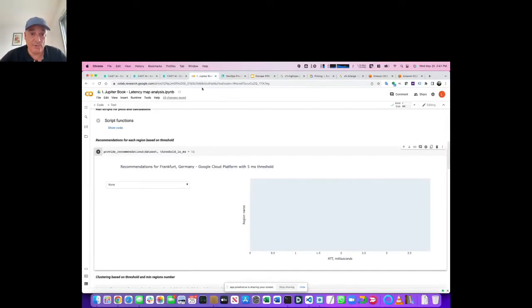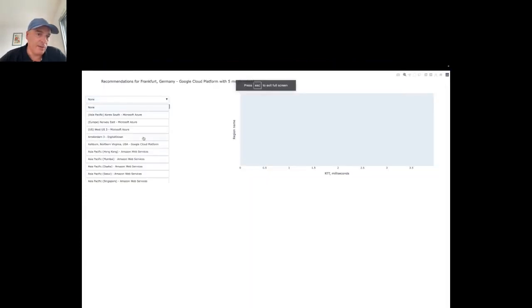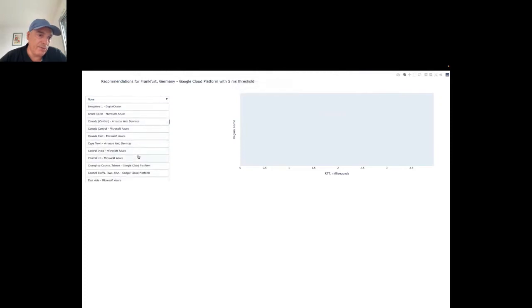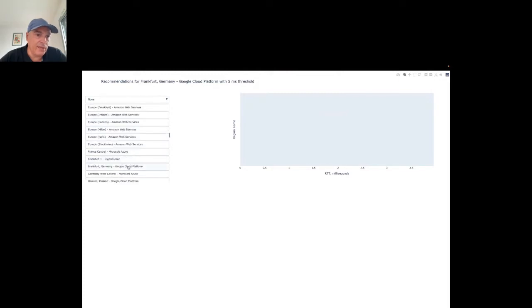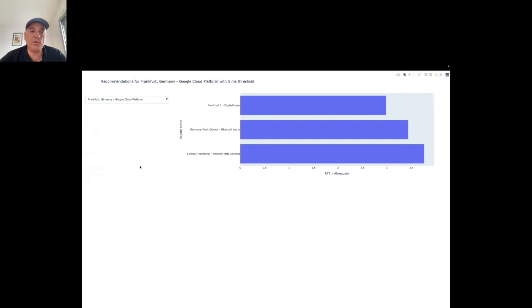So this is a Jupyter book we did, and this is a study we made. Let me make this screen bigger. That looked at the latency between cloud providers in certain regions. So I'm going to look at Frankfurt. Frankfurt is nice because it's very centrally located. Let's go to Frankfurt Google Cloud.